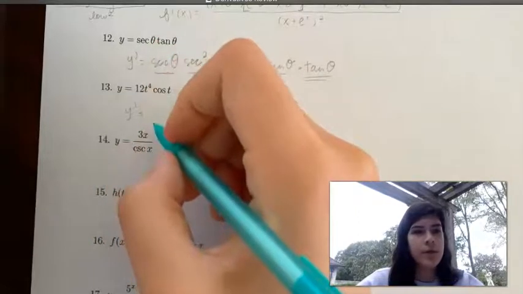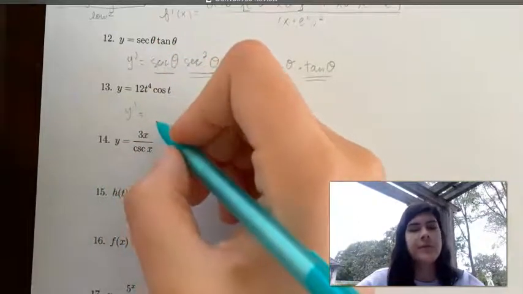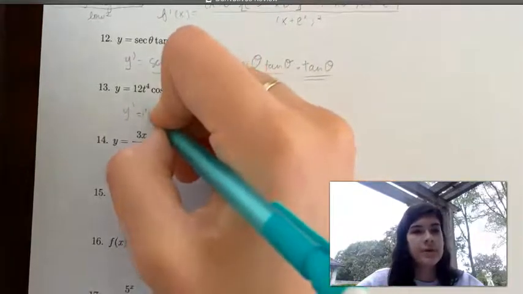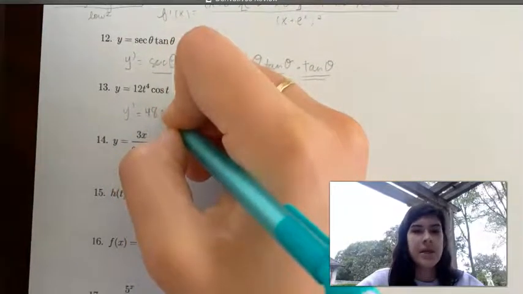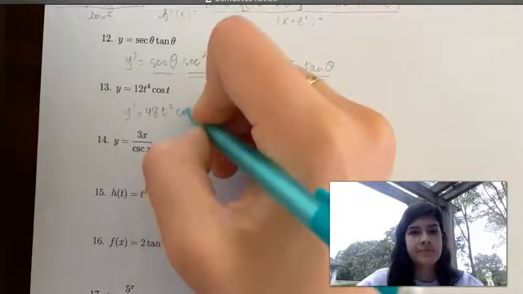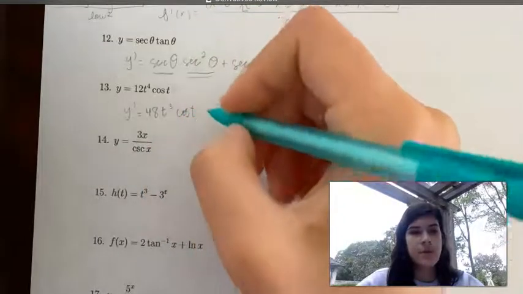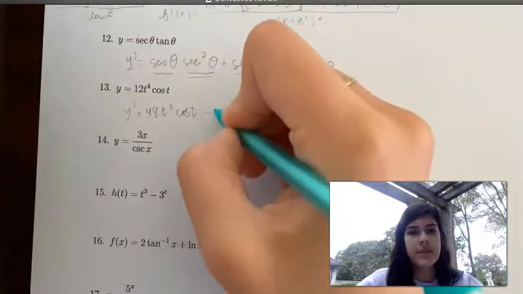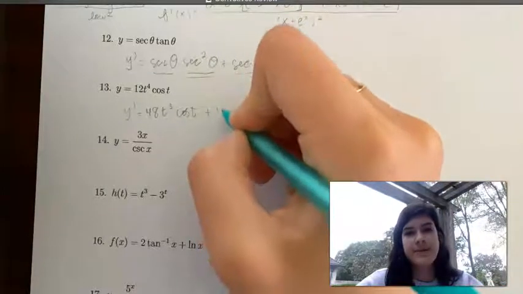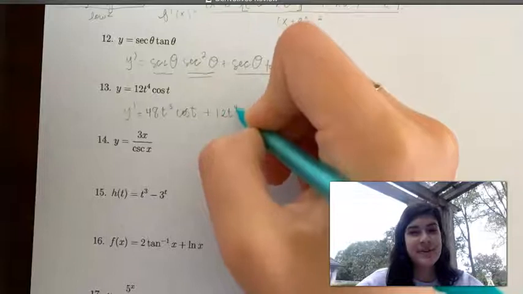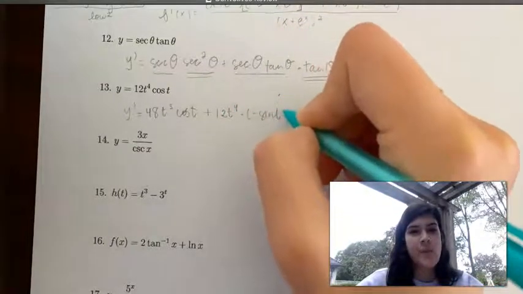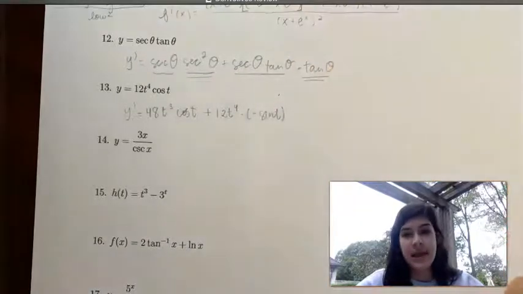So I took the derivative of 12t to the 4th first. So 4 times 12 is 48, t, 4 minus 1 is 3, and then I kept the cosine the same, plus, I don't know why I put a minus first, plus 12t to the 4th to keep it the same. And then on this one, remember that the derivative of cosine is a negative sine.